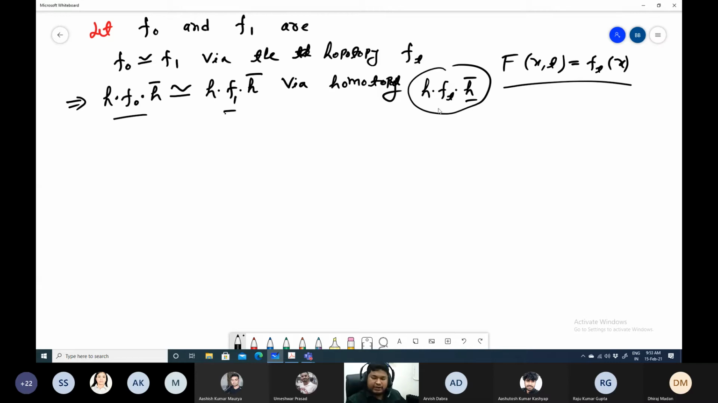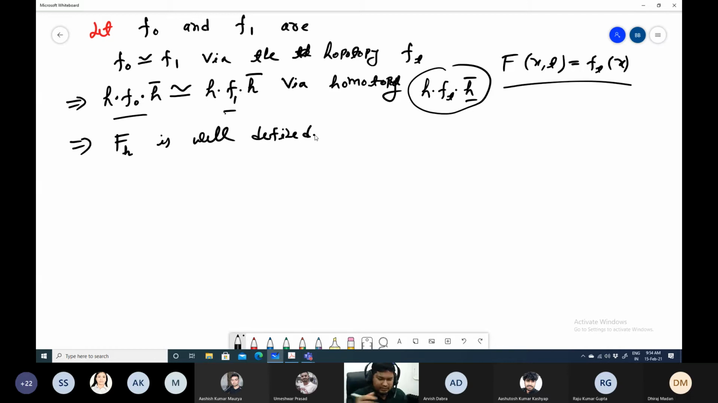And why is this continuous? We have seen that, right? Whenever we have this composition, these are always continuous. We have seen that. Okay, so this is a homotopy, and that means we are done. That implies that the function fh is well defined. And also it is now easy to check that this is one-one and onto.